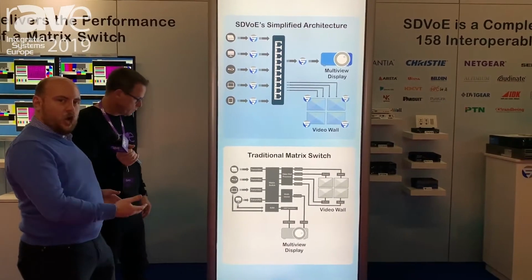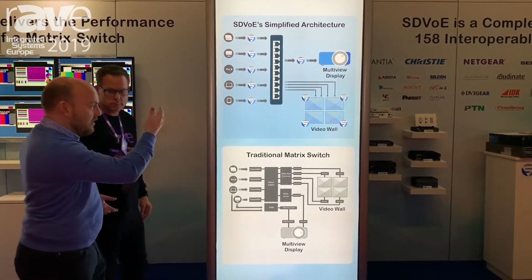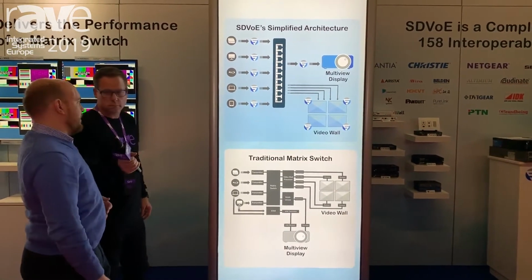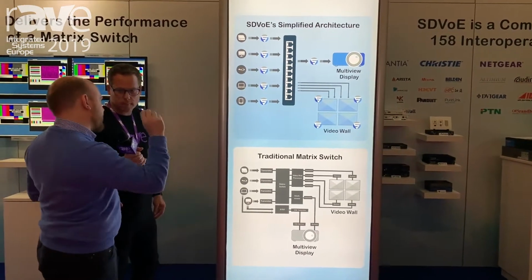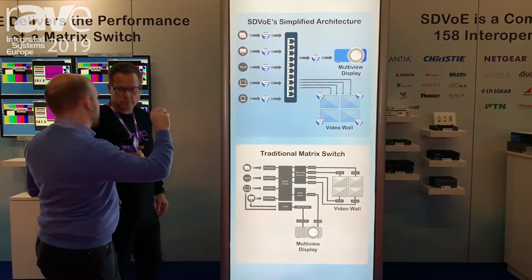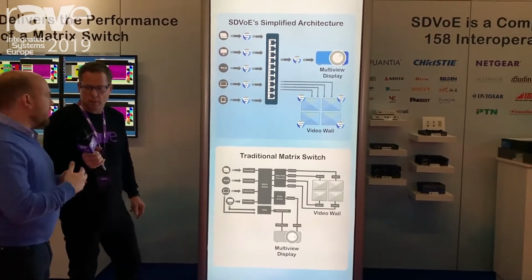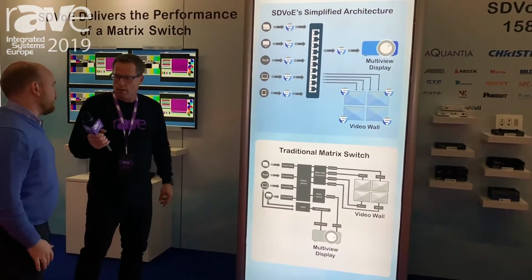Right? The SDVoE architecture is much simpler. You put an encoder at every source, a decoder at every display, and a switch in the middle. And then the software comes in and says, you know, today you're a multi-viewer, you're a matrix switch, you're a video wall, you're a KVM, whatever functionality is needed is all just programmed through the API.